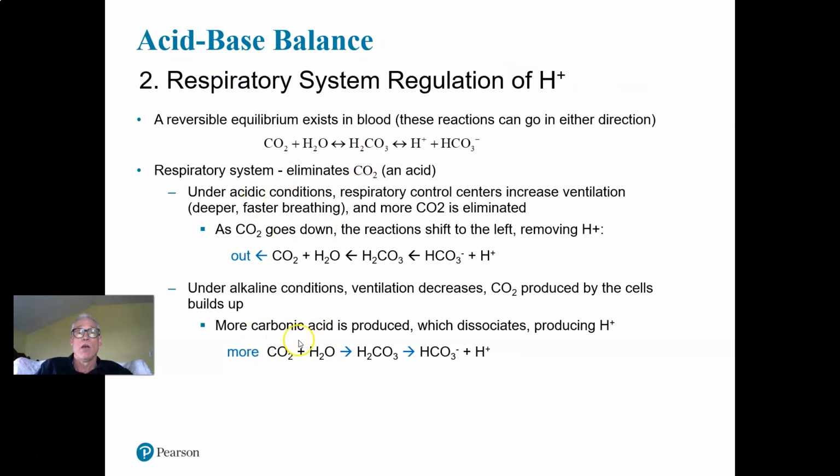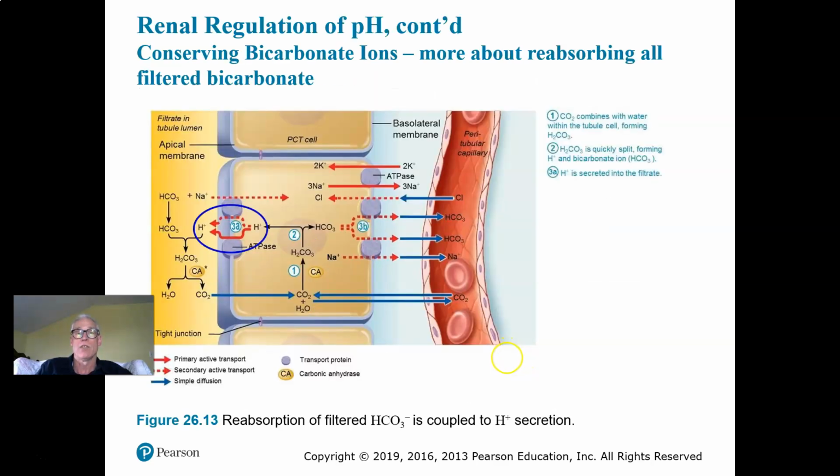If we have a respiratory malfunction where we're not able to exchange gases because we have a disease of the lungs like emphysema or pneumonia, or we have a depression of the central nervous system control of respiration, we're going to have an increase in CO2 in the arterial blood that's going to drive these reactions to the right, and we're going to produce some extra hydrogen ions. So decreasing ventilation will lower the pH, raise the hydrogen ion concentration.